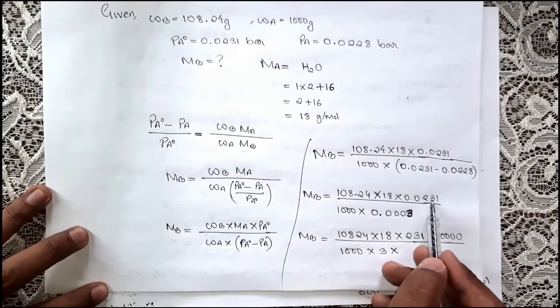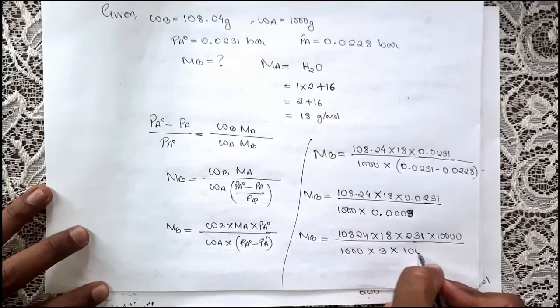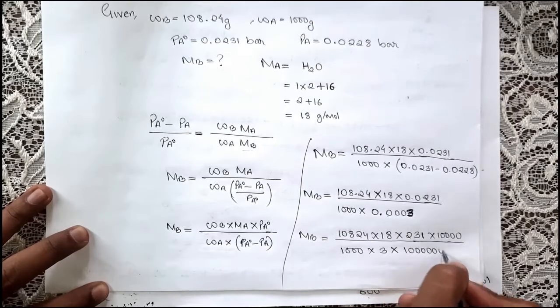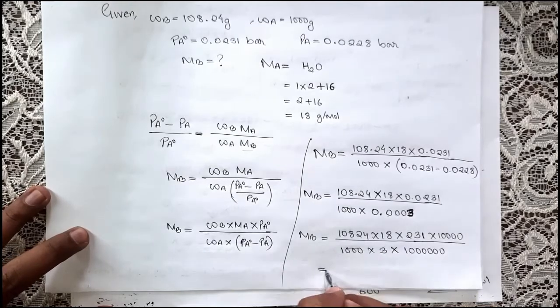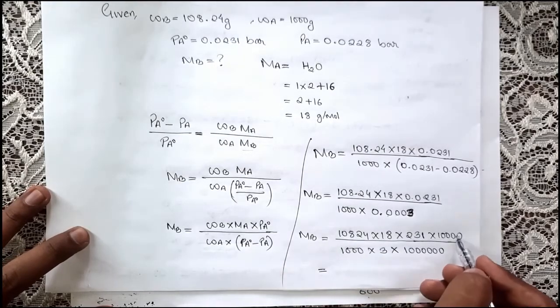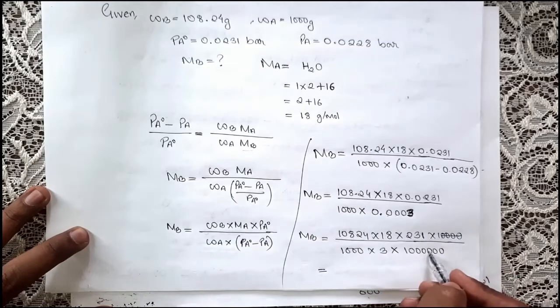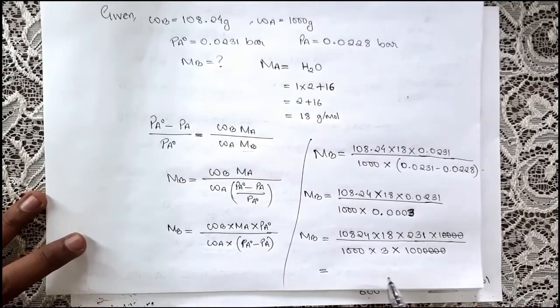And out here after the point I have 1 2 3 4 5 6. So I'll put here 6 zeros. 1 2 3, 6 zeros. So this way all the points are removed.